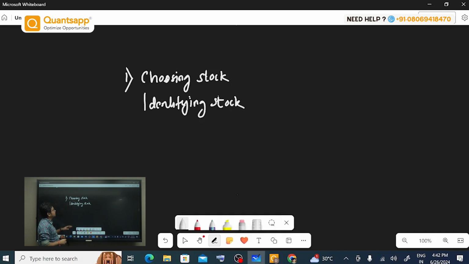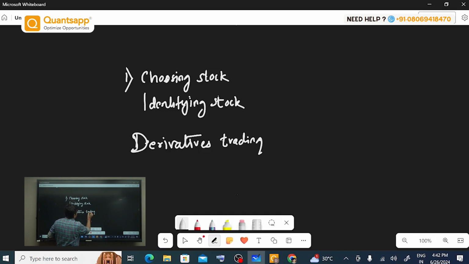Most of the time they find it very difficult to choose or identify the stock because there are a lot of stocks: large cap, mid cap, small cap. And this is only about stocks, about cash. But when it comes to derivatives trading, it is very difficult for them. Why? I'll tell you the reason.